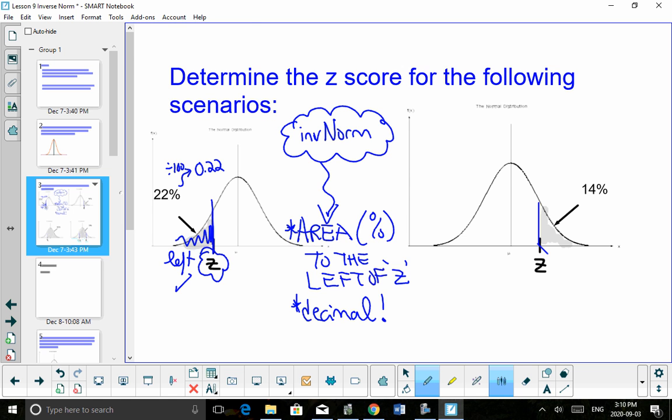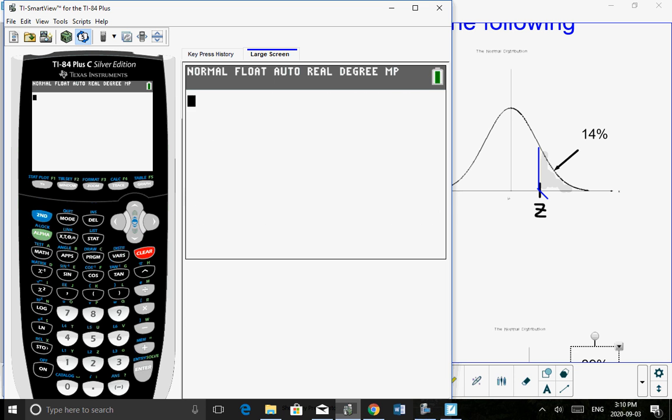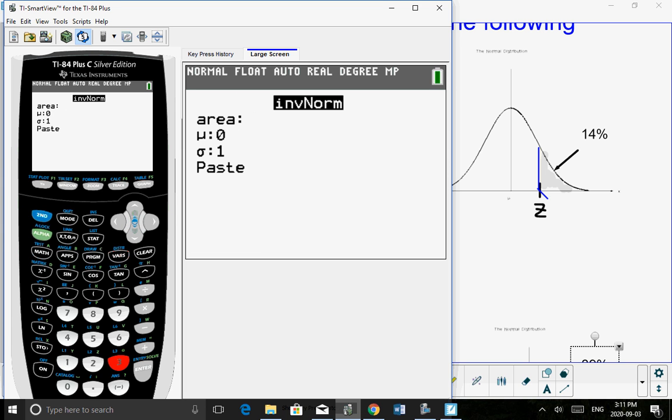Now, ask yourself, is 0.22 on the left side of the z-score? And it is. So on our calculator, we're just going to go second vars, and this time you pick number 3 for Inv Norm. Let me show you. For the area, you go 0.22. The mean is 0. Standard deviation is 1 because we're dealing with z-scores. And you just hit the paste key.